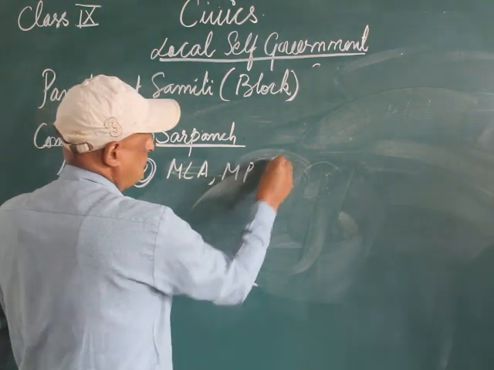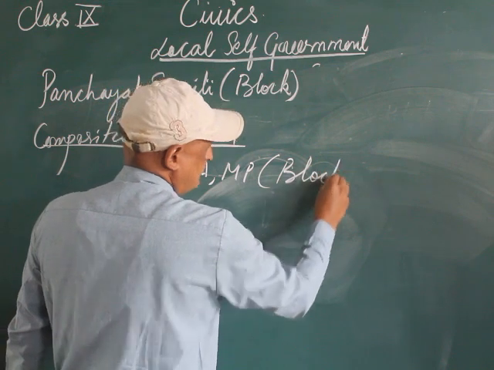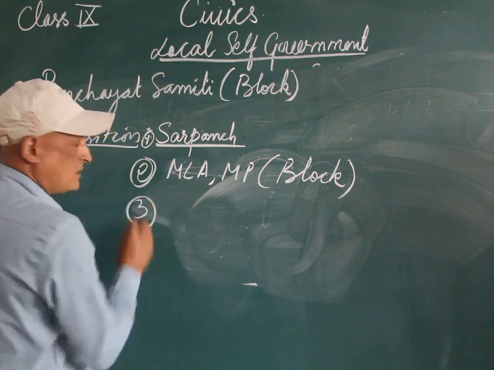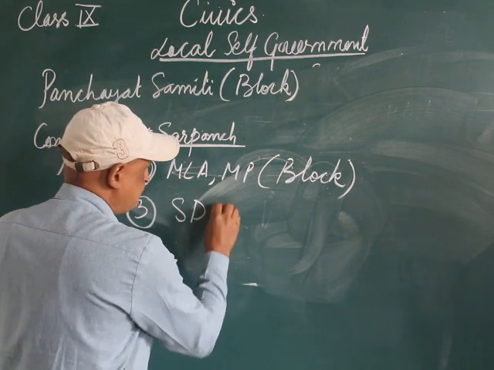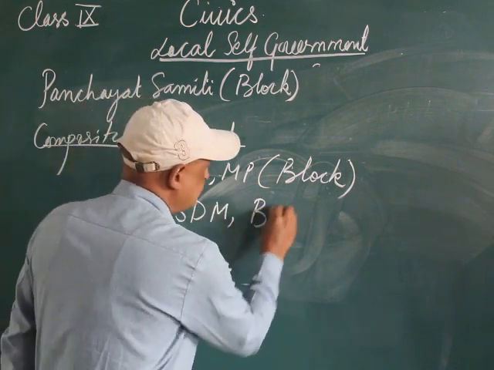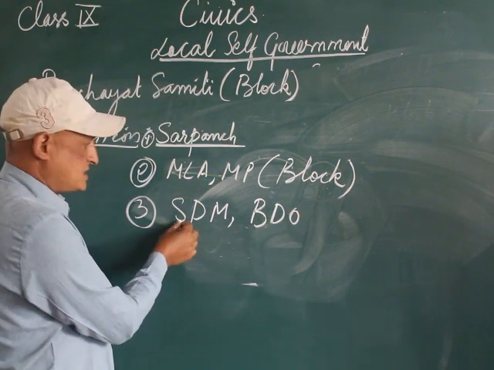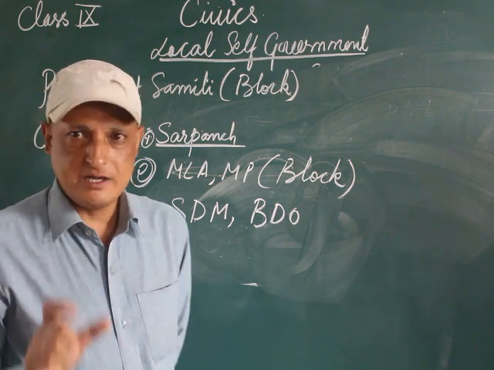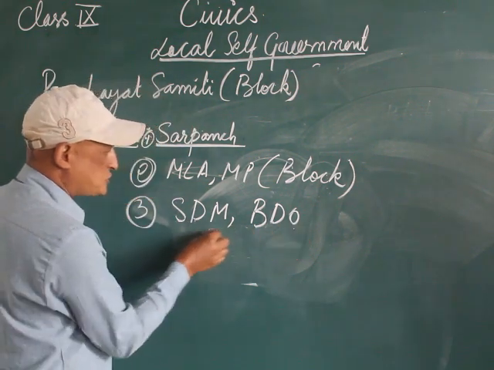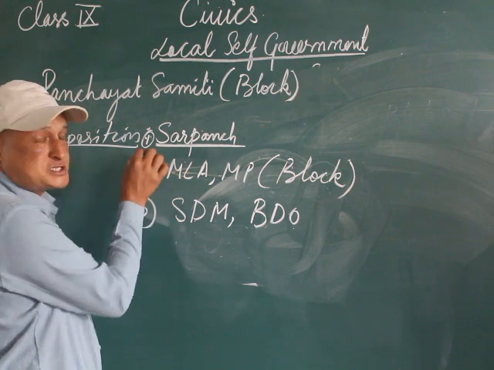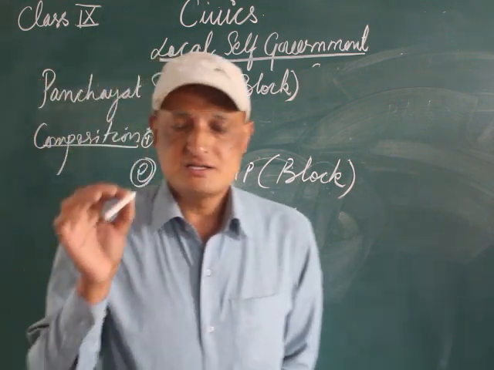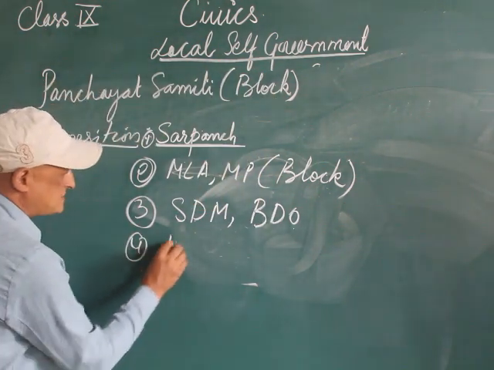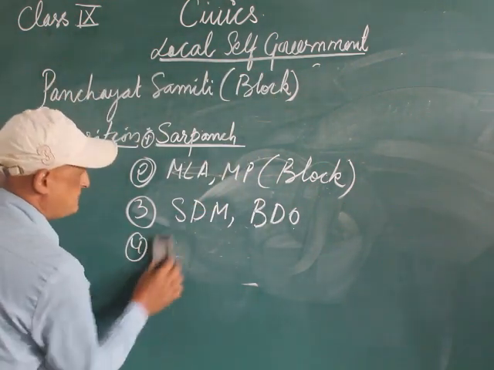MLA MPs of that block, if there are any. Third one, the SDM and the BDO, the subdivision magistrate and the block development officer. So they also are the members of the Panchayat Samiti. Besides this, 1/3 of the seats, or today it is 50%.